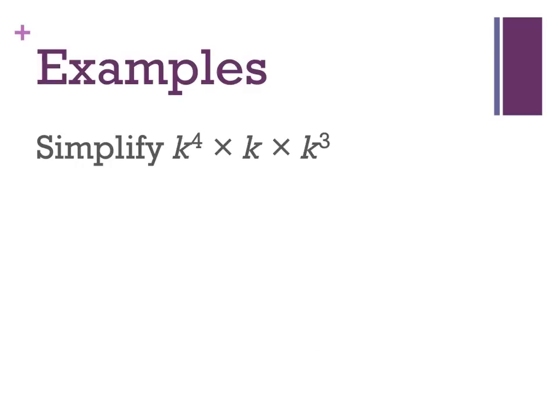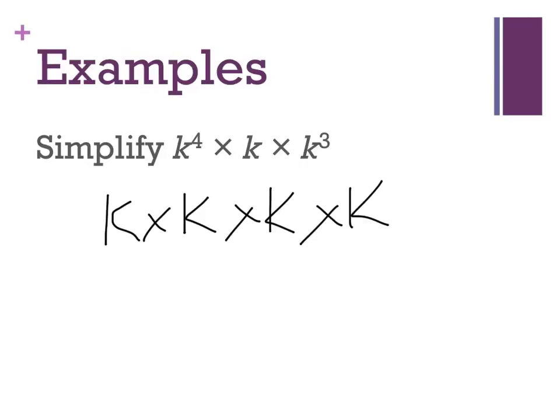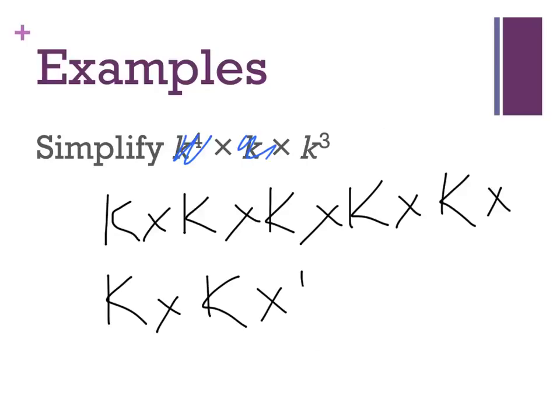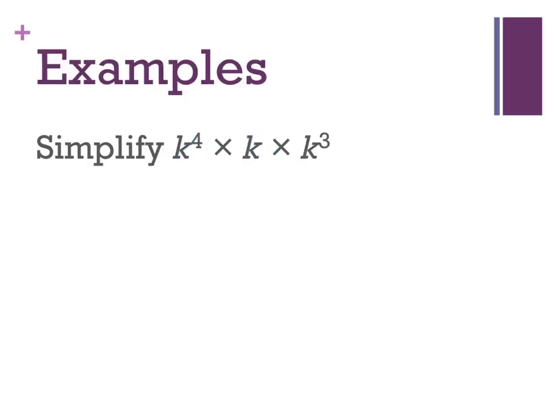Simplify k to the power of 4 multiplied by k to the power of 3 multiplied by k. Now, I can either sit here and go k times k times k times k. That's the first one down. Then multiply by another k. That's the second one down. Multiply by 1, 2, 3 more. But to be honest, I'm wasting my life a little bit. So, as we agreed before, the quicker way to do that is to add these little indices together.